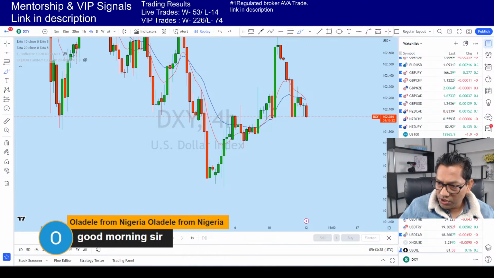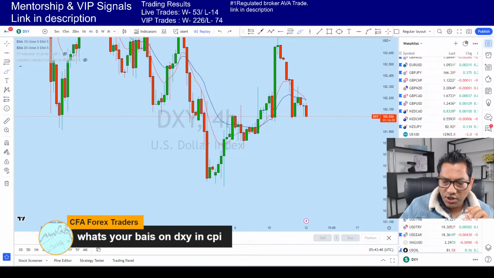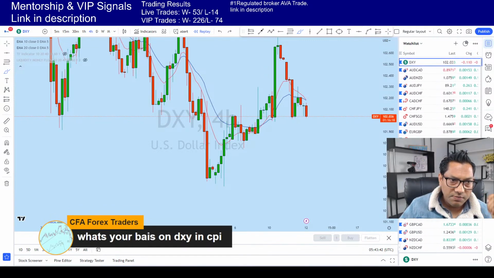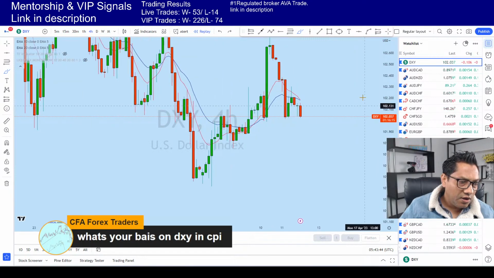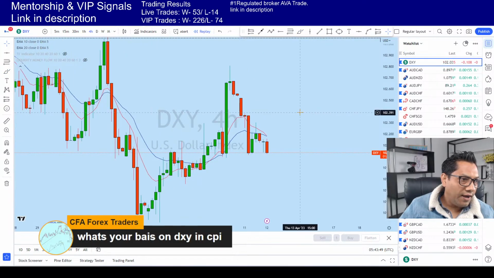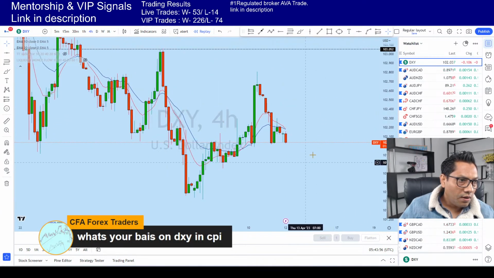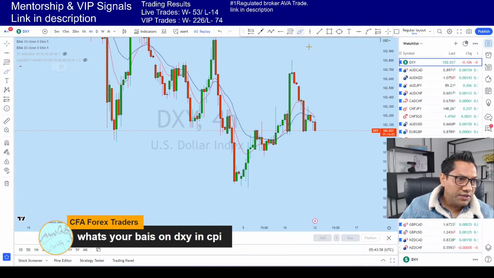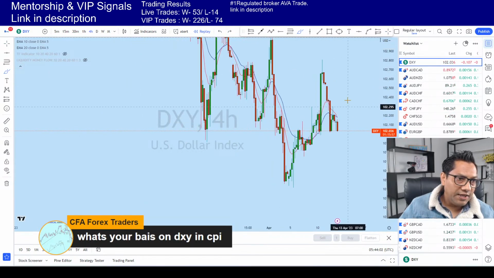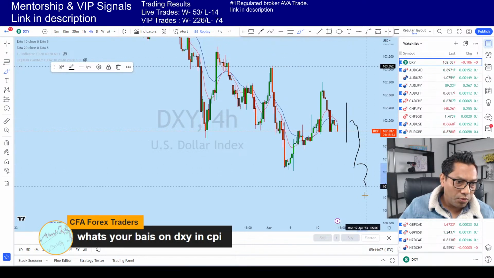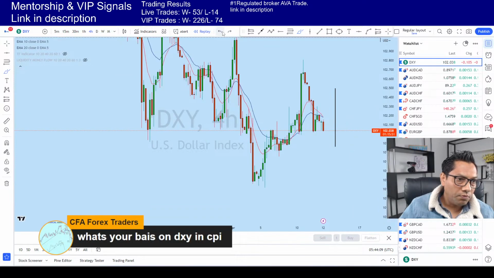What's your bias on DXY? Okay, my bias on DXY on CPI is bearish. This is what we are discussing. For me, it's bearish. In this CPI and all the news coming up, we might see some spike, which is very likely to happen. And that spike, I think, could give this instrument further probability to drop.